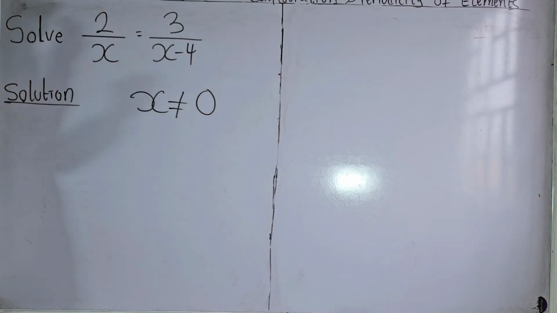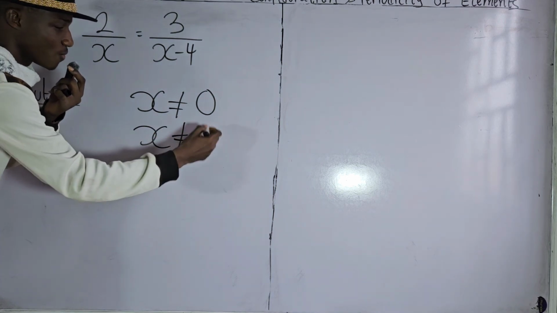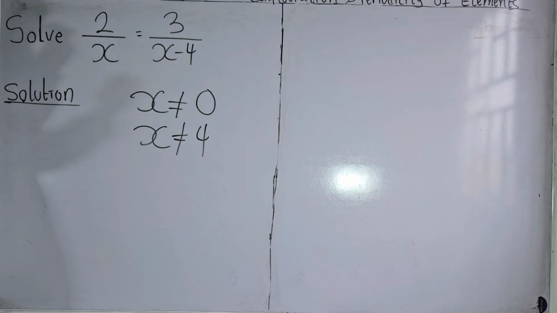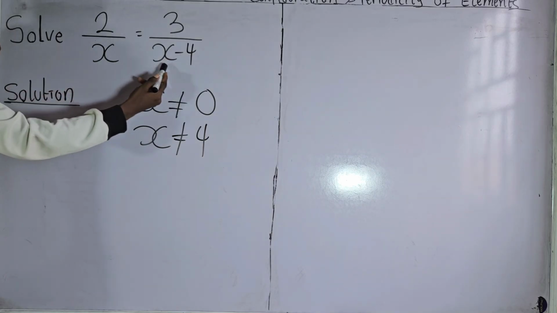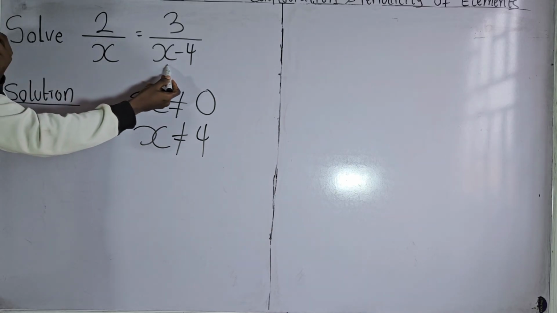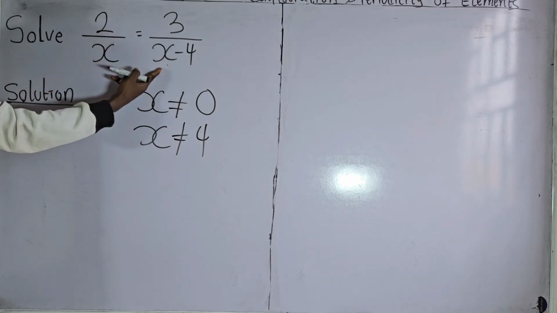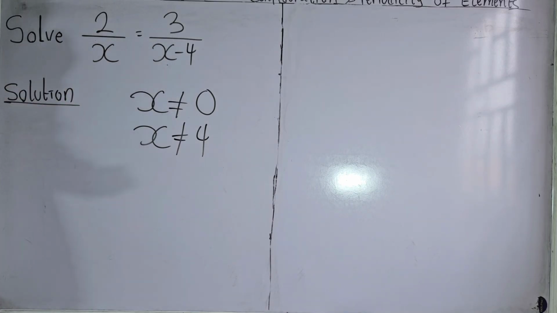The second value that x can never be is x cannot be equal to 4. Do you know why? If x is equal to 4 in this equation that we have on the board, the right hand side of the equation, the denominator here will be equal to 0 because we are going to take the difference between 4 and 4, right? So making the denominator equal to 0. Do you understand? So these are the two values.